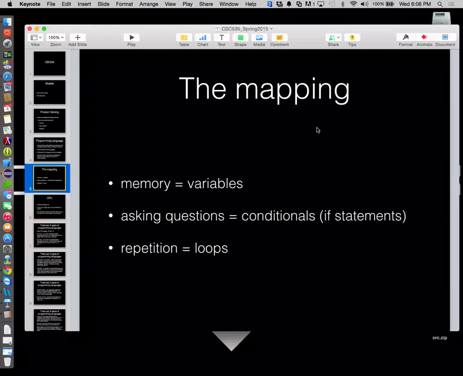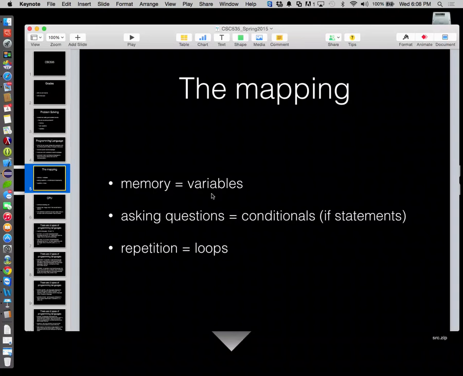So we talked last time about the mapping. Human memory in a programming language is mapped through something called variables, a tool we'll start talking about today. Asking questions is mimicked through something called conditionals or if statements, and repetition is mimicked through loops.